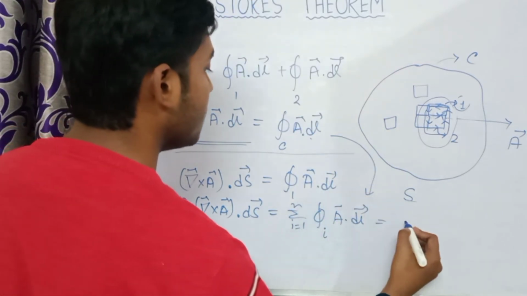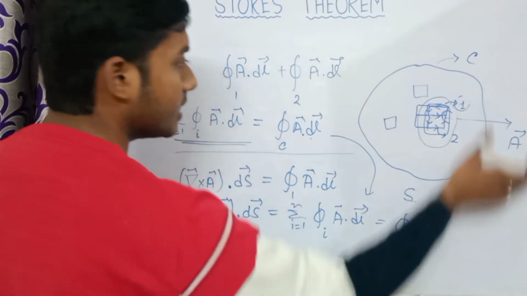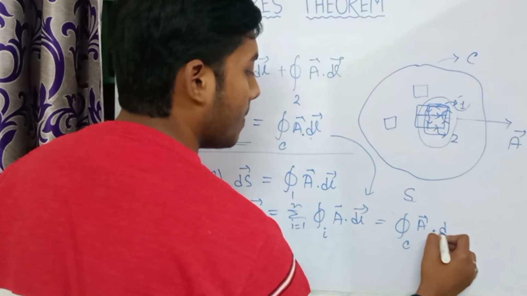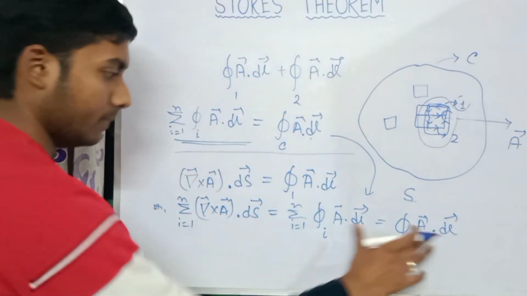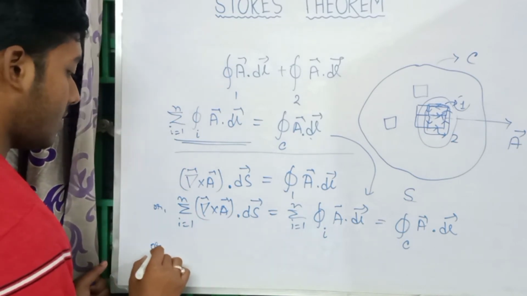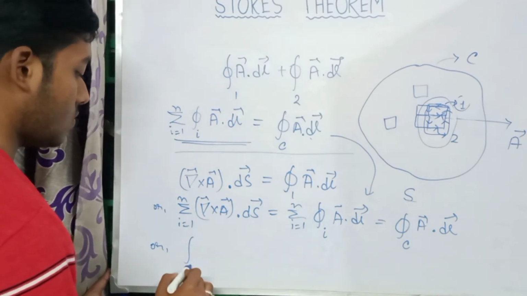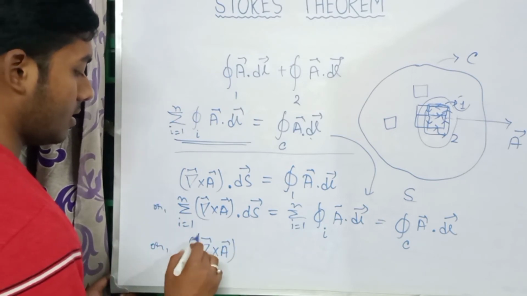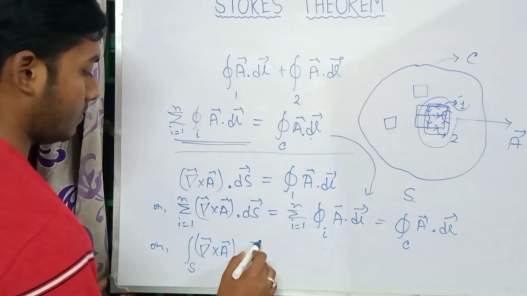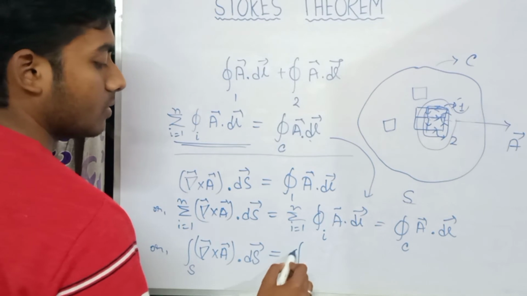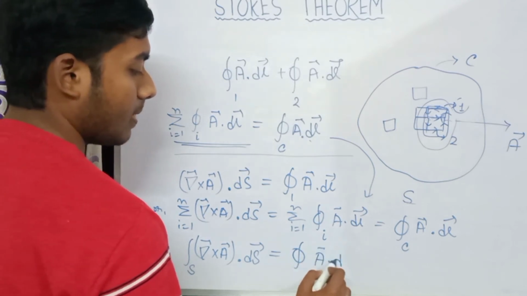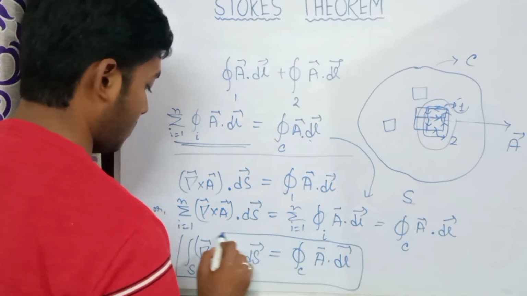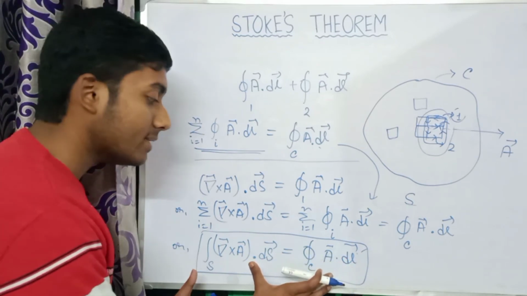So this will be equal to the closed integral over the boundary curve C of A dot dl, and this is what? This is the total surface integral of curl A dot ds. So this is equal to this. This is our final result.